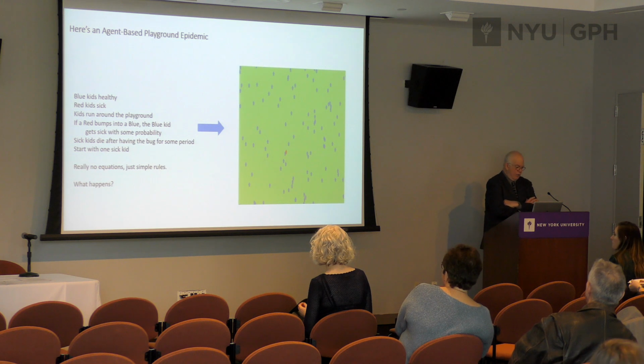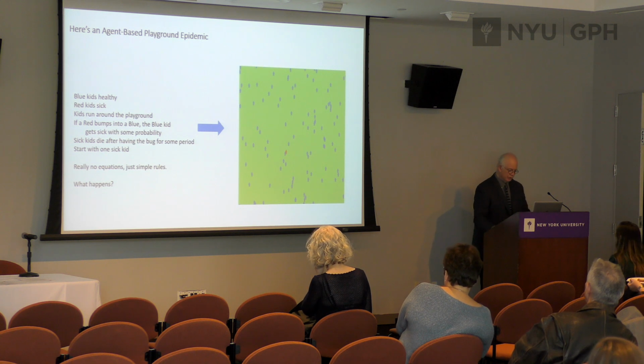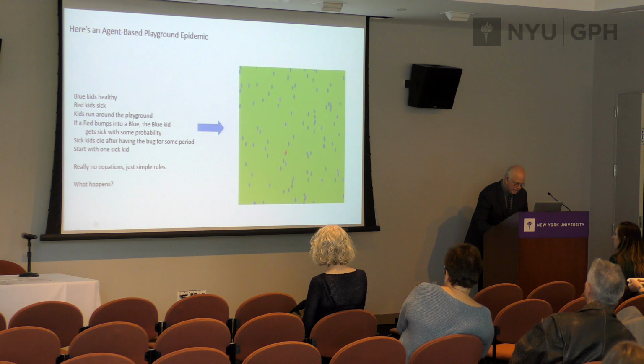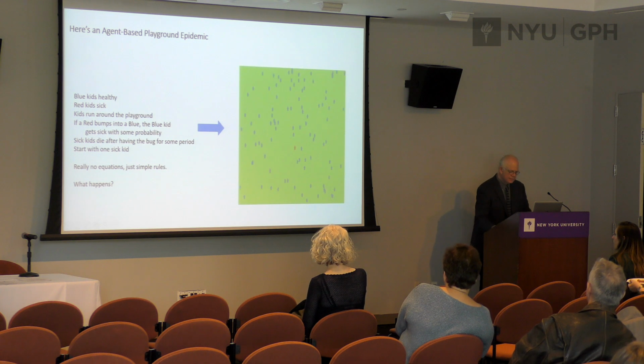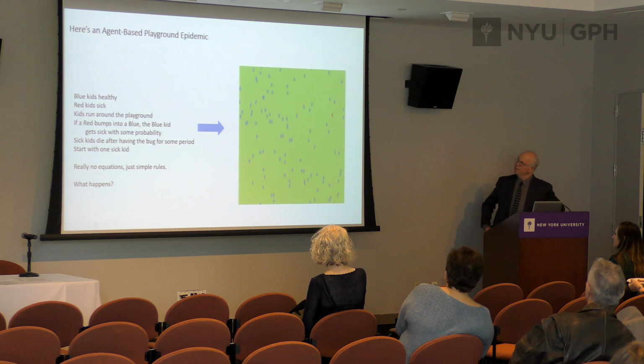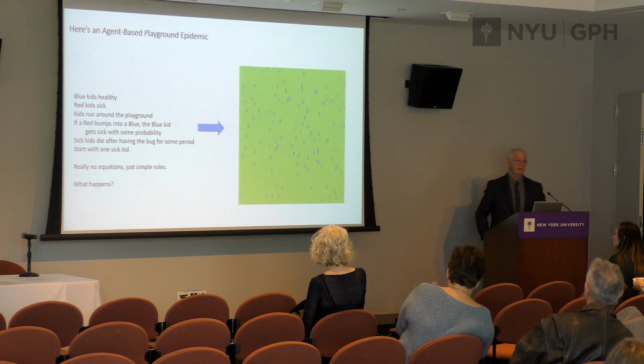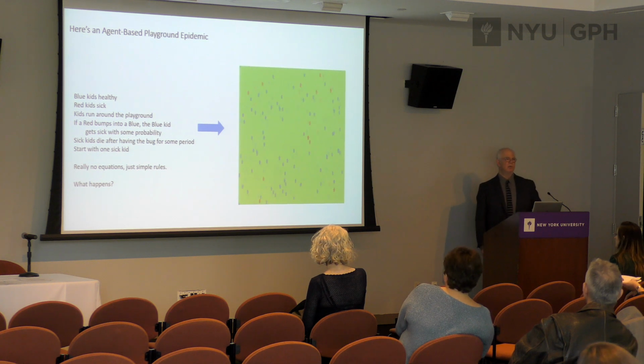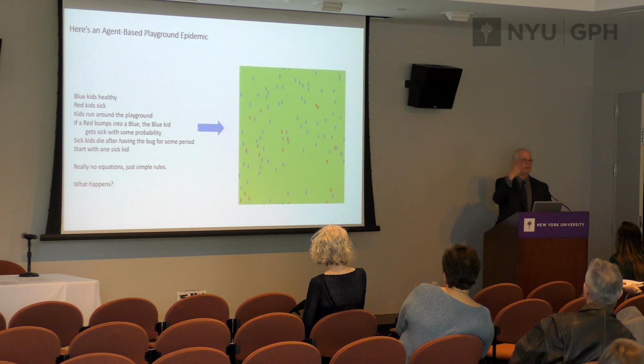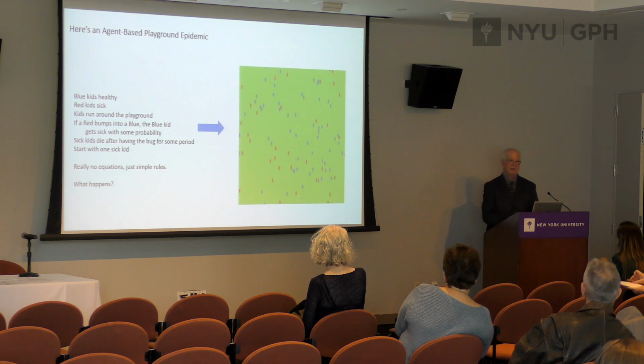And there's no real equations, right? It's just simple little rules. And what happens? Here's our red index case. And they're moving around the playground. When a red bumps into a blue, he gives them a bug with some probability. And when you're sick, you die with some probability per day. And in our course on agent-based modeling, you would learn how to build this model that you're looking at probably in a couple weeks. Agreed? I have students here. Okay. Very, very low barrier to entry to do modeling this way.